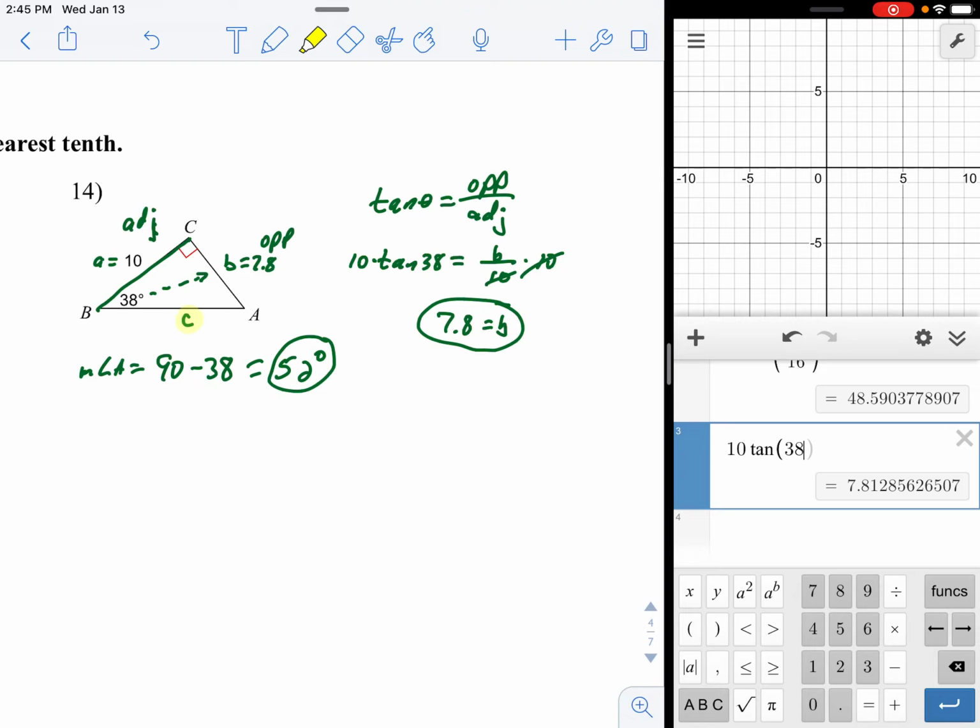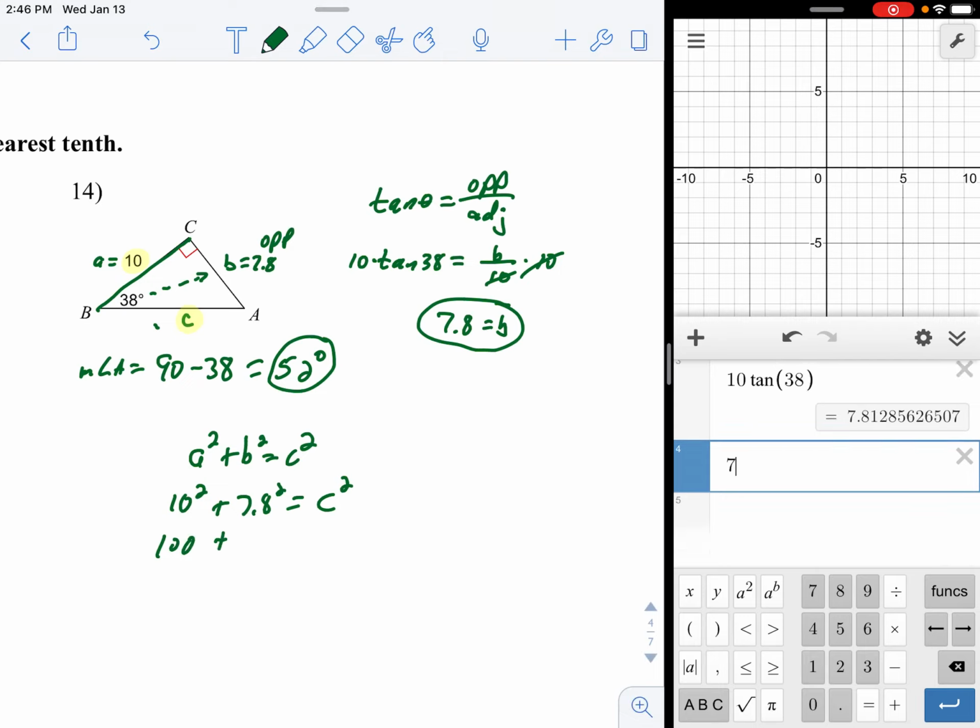To find side C, you could set up another trig ratio using adjacent and hypotenuse if you want, because C is the hypotenuse. Or you could just do the Pythagorean theorem, which is what I'm going to do. It's a little less work, I think. So remember, a squared plus b squared equals c squared, right? So 10 squared plus 7.8 squared equals c squared. 10 squared is 100. 7.8 squared, I have no idea.